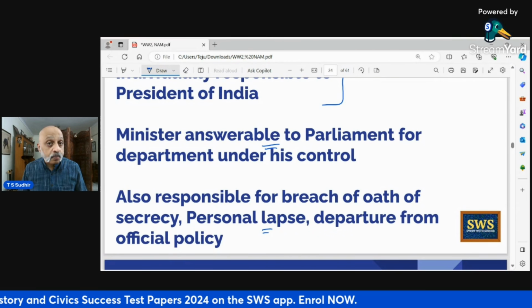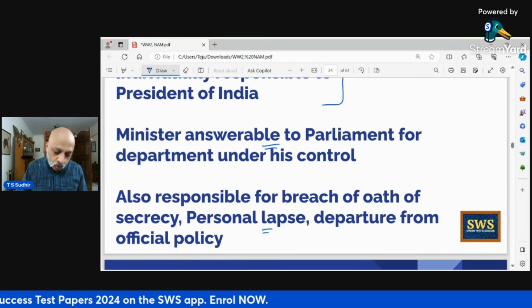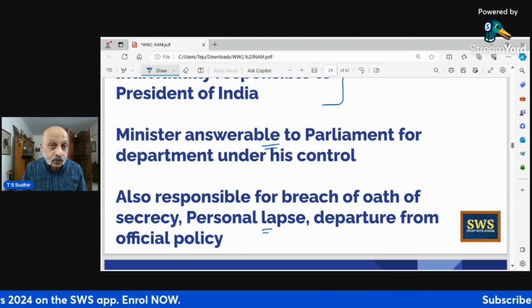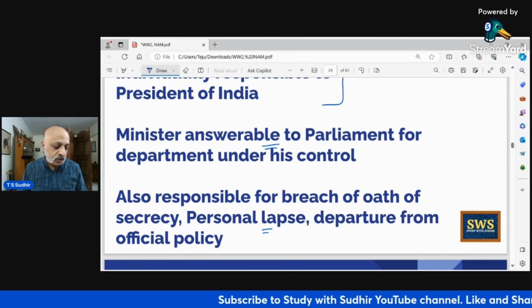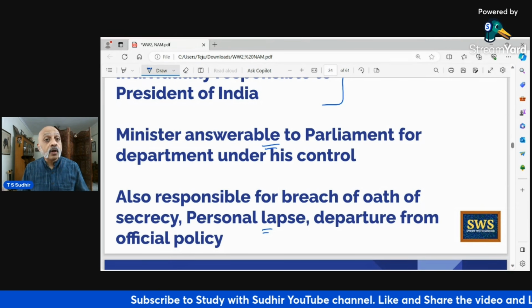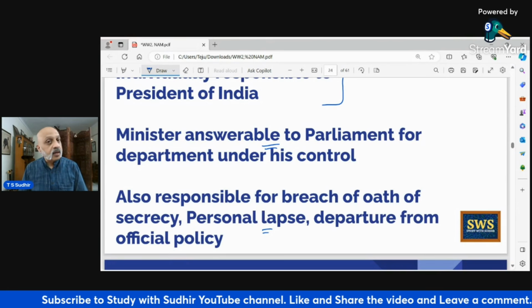How is the authority of the prime minister checked? Through no confidence motion, through interpellation, by the opposition, and by the media and the press and public opinion in general. So that's how the authority of the prime minister is checked in India.